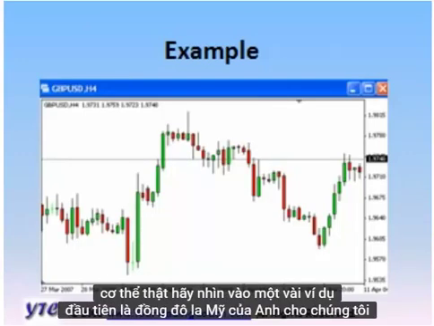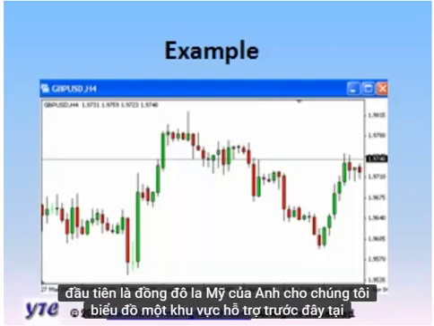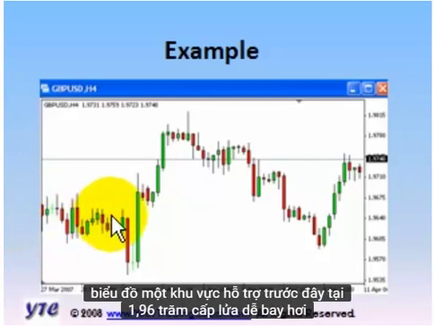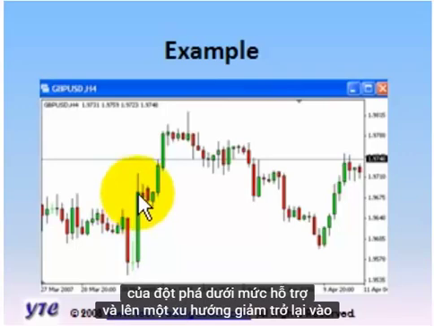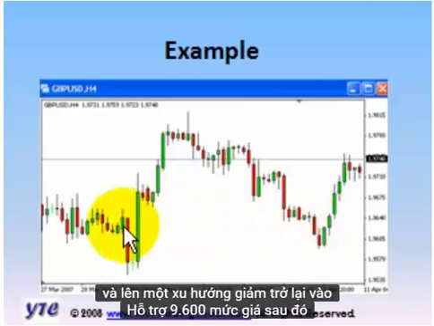Let's look at a few examples. Firstly, British pound US dollar 4-hour chart. A previous area of support at the 1.9600 level. Highly volatile failure of the breakout below the support level, and up. A downtrend, right back into the 9600 support level.